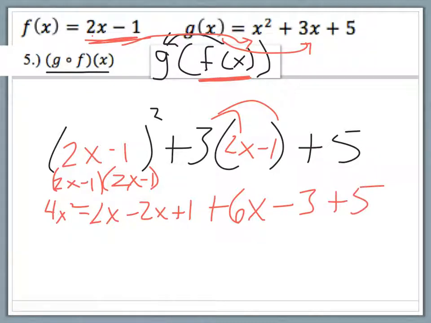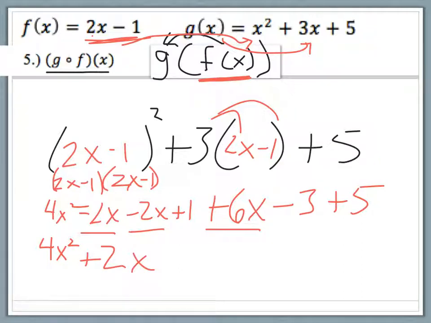Now once I have that, I'm going to go ahead and combine my like terms. So I have this 4x squared. Okay, I have a negative 2x, and a positive 6x. Well, that ends up being negative 4x plus 6x, which is positive 2x.